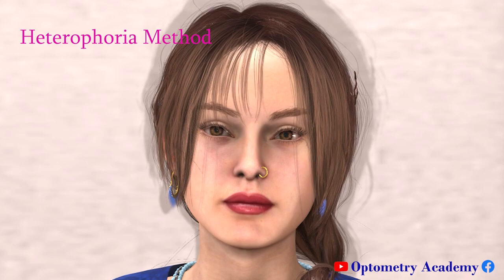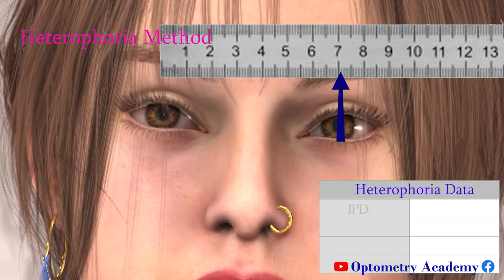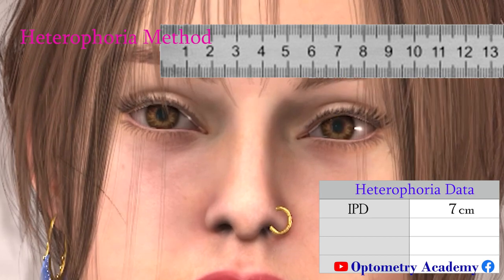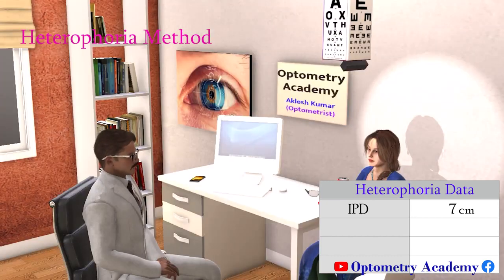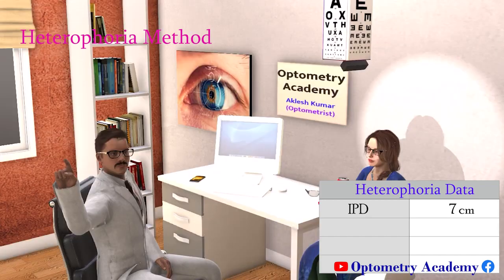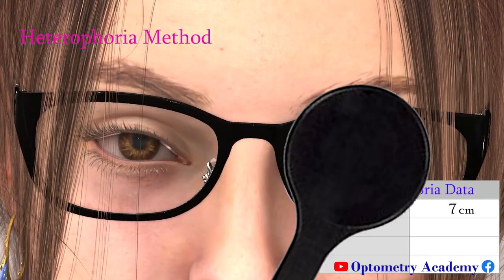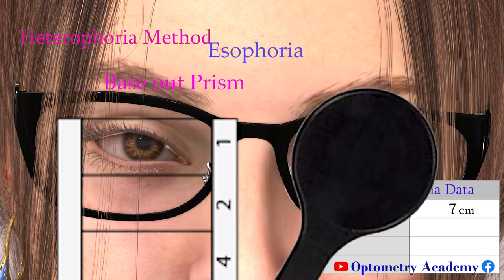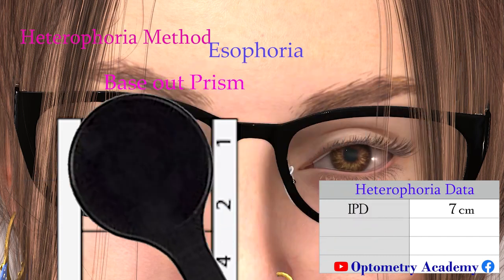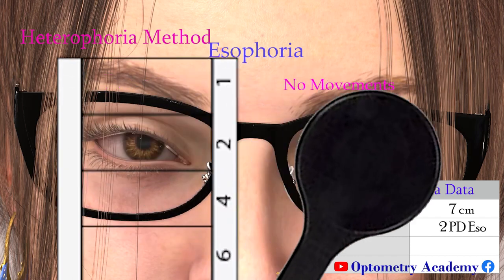First of all, measure the patient's binocular interpupillary distance. In this patient it is 70 mm. So our IPD value is 70 mm or 7 cm. Make sure the patient is wearing their appropriate correction. Ask the patient to look at a 6 meter far away target and measure the patient's distance phoria. Here the distance phoria is 2 prism diopters, esophoria.